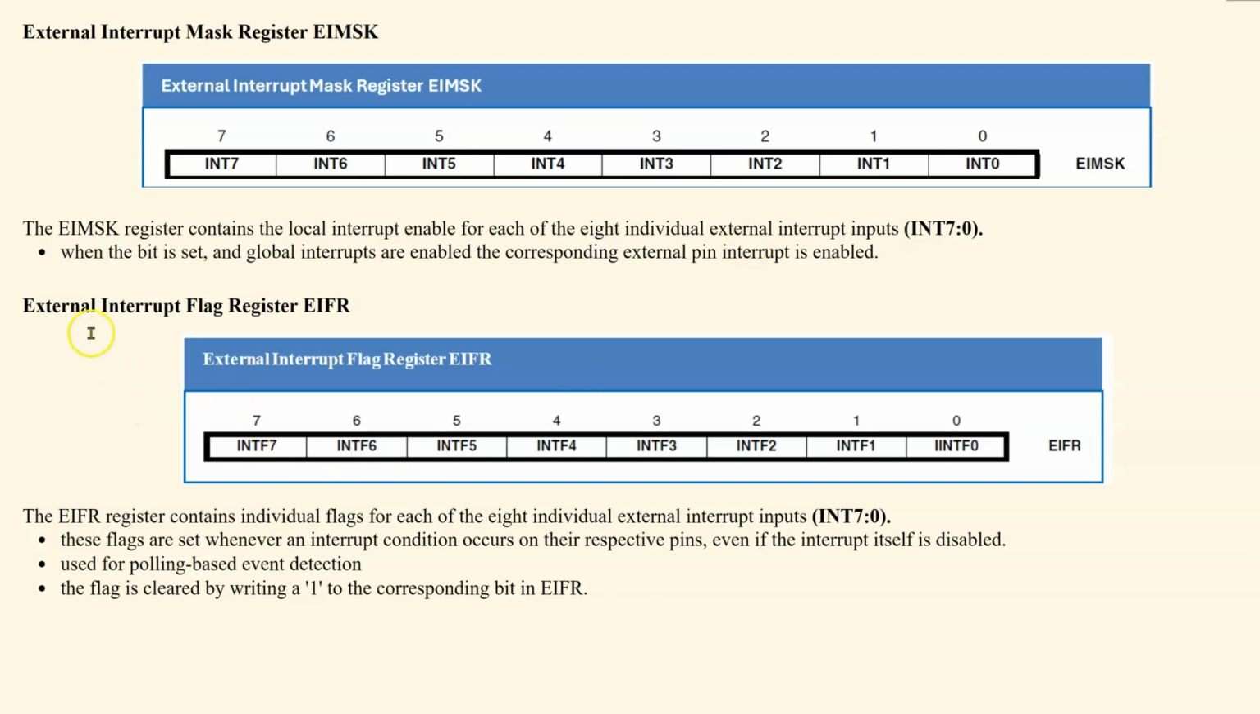And then we have the interrupt flag register. Now, this is the flag that you can use for polling. So the flag for each of the interrupt sources will be set when an interrupt condition occurs, even if the interrupt itself is disabled. So we can be using that register for polling each pin on the interrupt, and the flag is cleared by writing a 1 to the corresponding bit in the register.